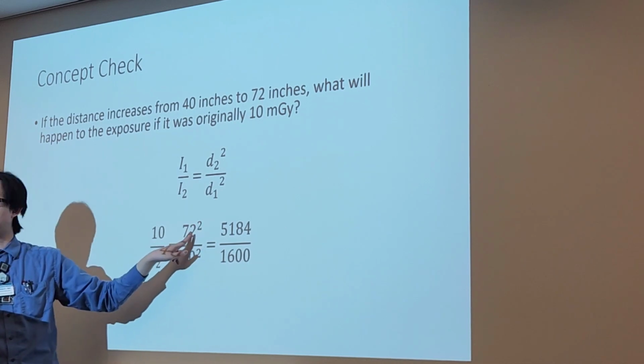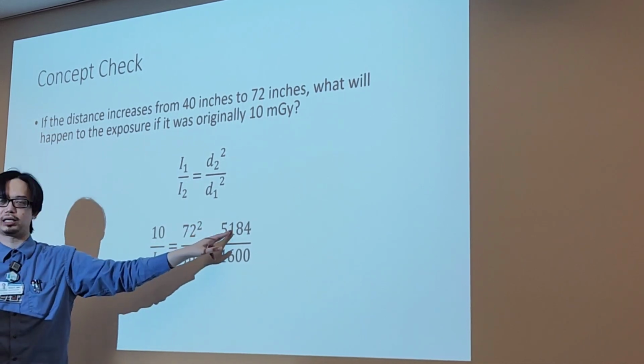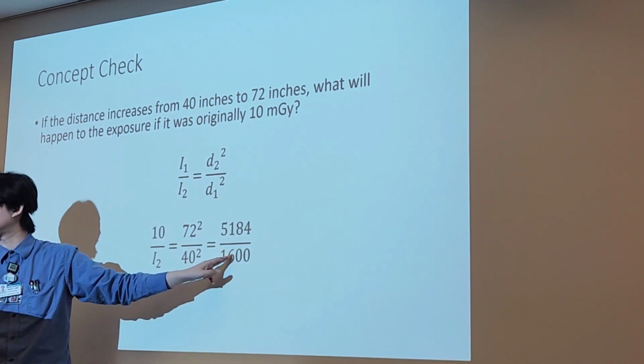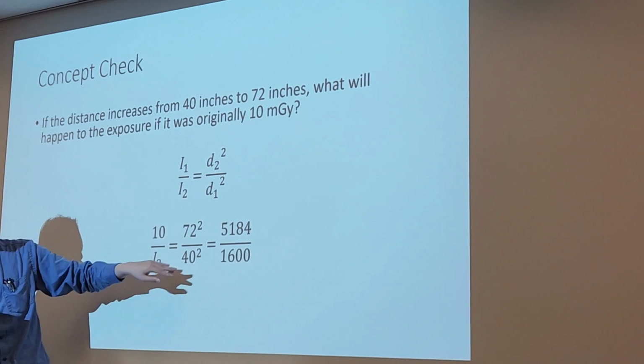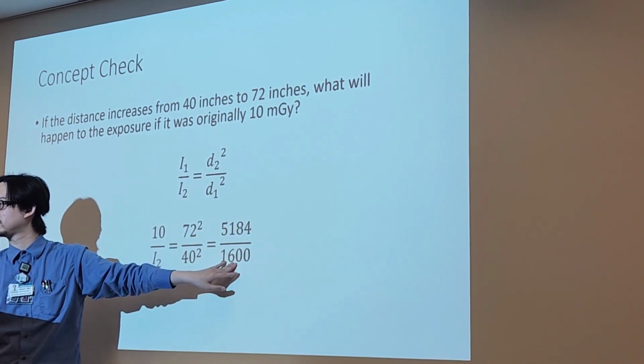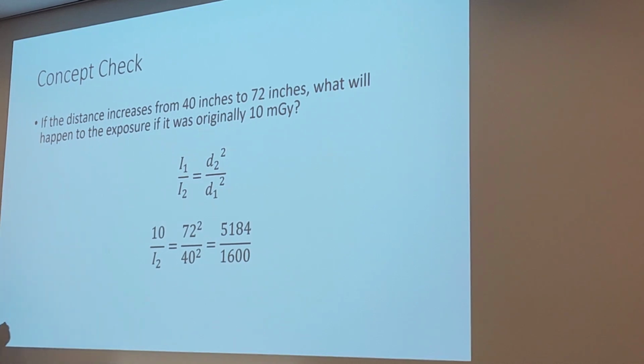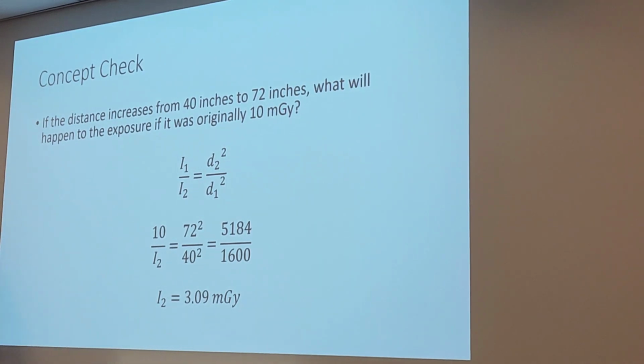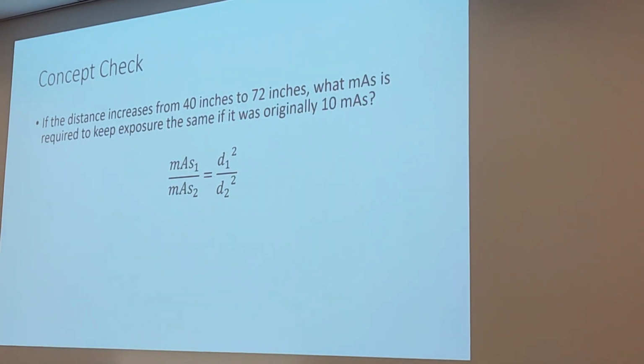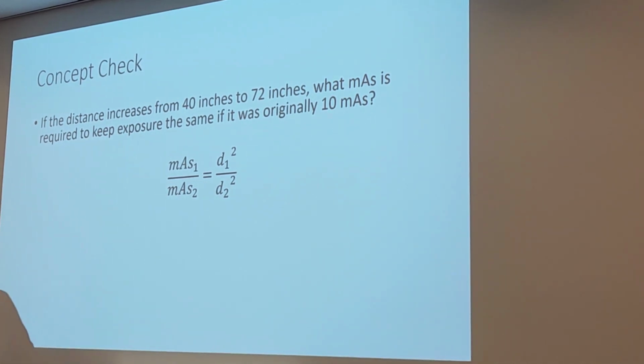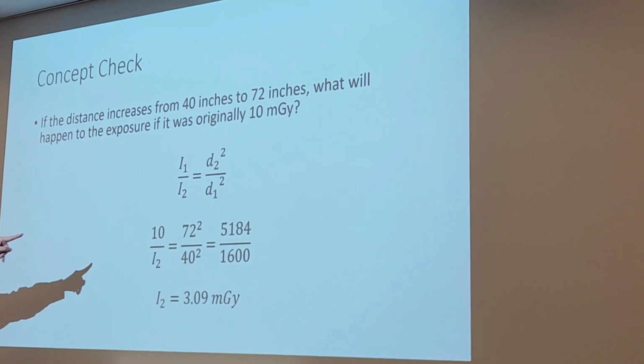From here, I can simplify and do my squares. 72 squared is 5184. 40 squared is 1600. So now I have 10, unknown, 5184, 1600. You've seen this before. You just cross multiply. Very good. And once we cross multiply, that would be our answer. Old familiar friend. This is milligrays. The answer is milligrays, same unit. There is no centigrade anymore.